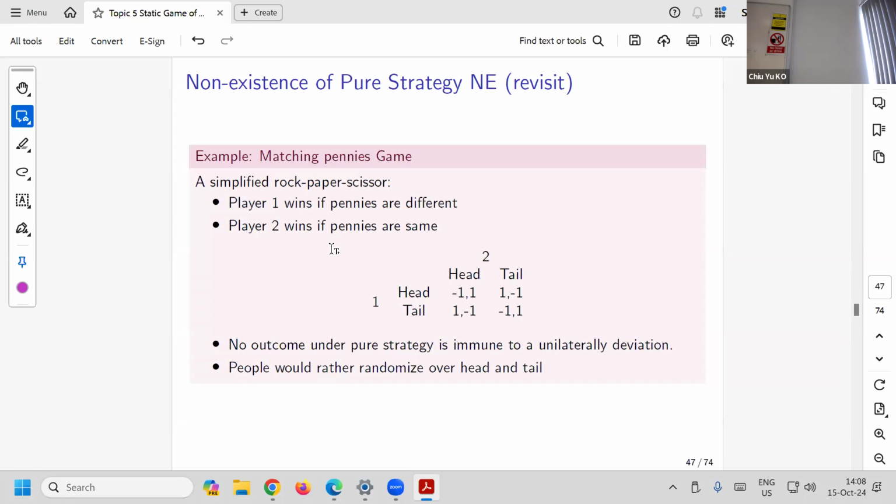So let's have a break of 15 minutes, and we'll resume in 15 minutes' time, and then we'll talk about how to find mixed strategy. I think that is very useful.